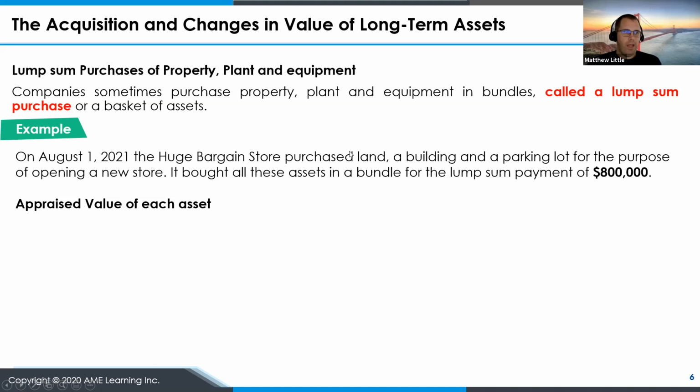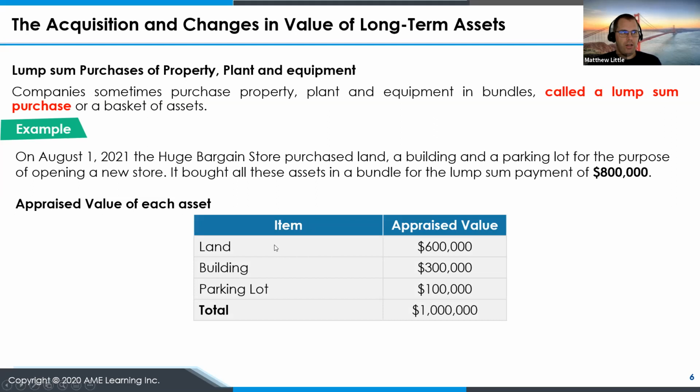So we have an example to walk you through where we paid a lump sum for a building, parking lot, and land for $800,000. In order to determine the proper allocation for those asset classes, is what we call them, we would get an appraisal on those three components. In this example, we said the land was worth $600,000, our building was $300,000, and our parking lot was $100,000. So it was worth $1 million, but we only paid $800,000.